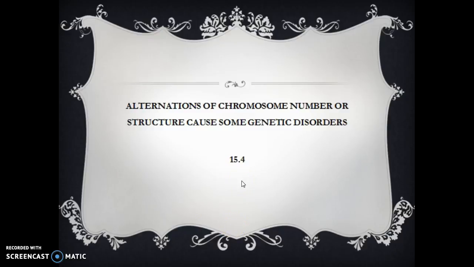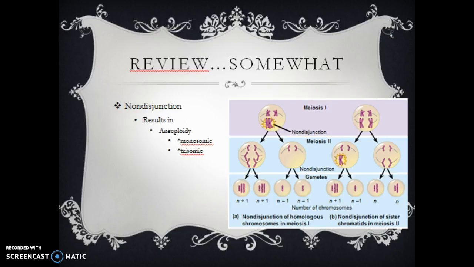15.4, we're going to be looking at alterations of chromosome number, so ploidy, and also some genetic disorders. Some of this will be review, non-disjunction. I know we spoke about that when we were looking at karyotypes.